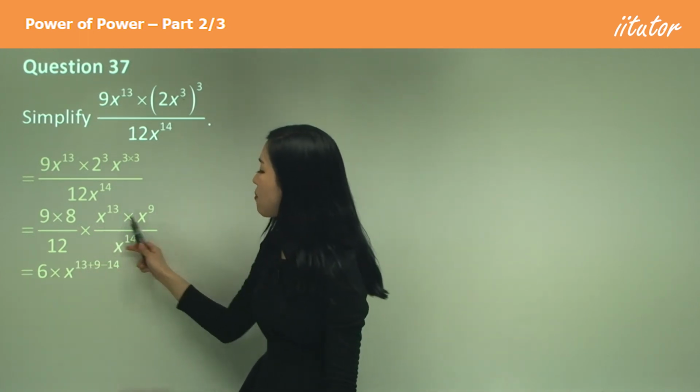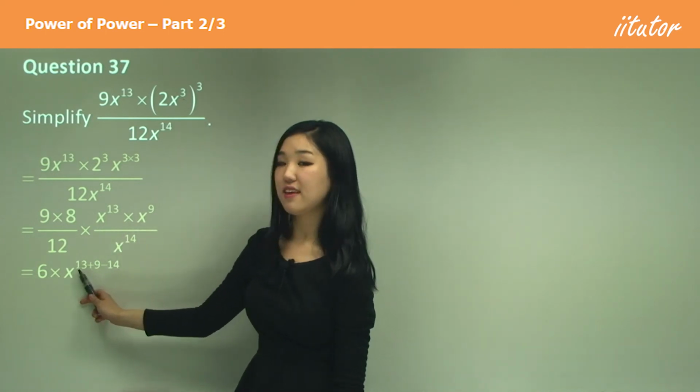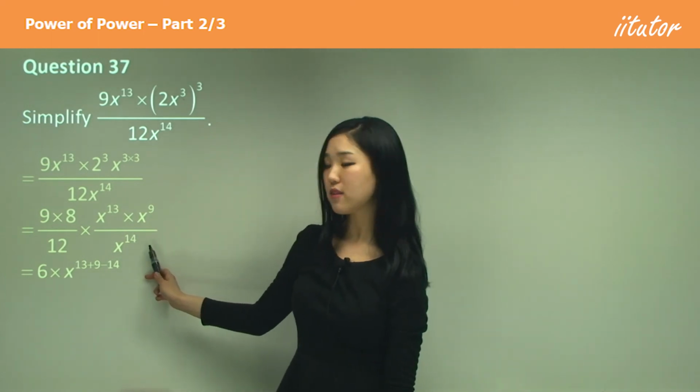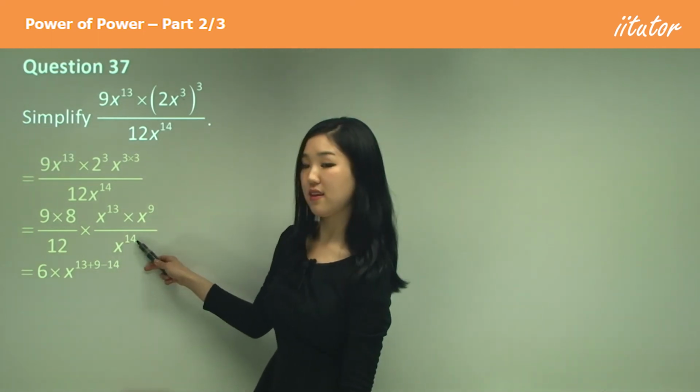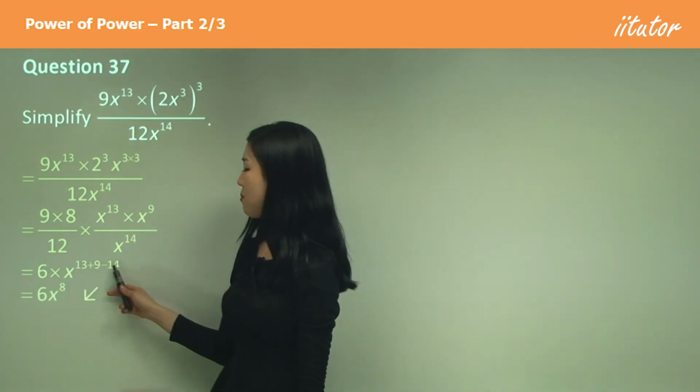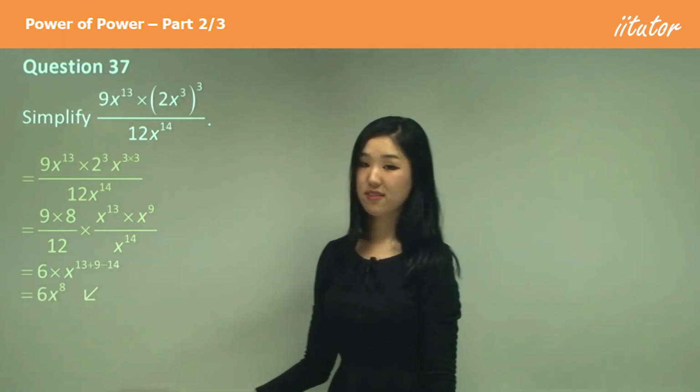And see here, guys, we're multiplying, so we add the indices. So we go 13 plus 9. And we're dividing by x to the power of 14, so we subtract the indices here. So it's going to be 14, subtract 14. And that's going to be 13 plus 9 minus 14 is 8, so the answer is 6x to the power of 8.